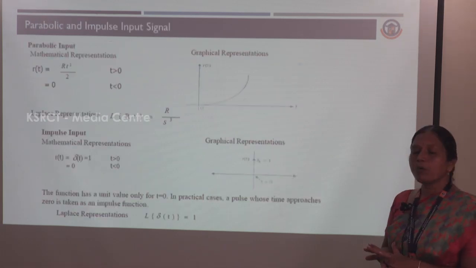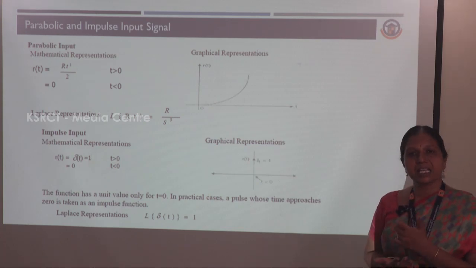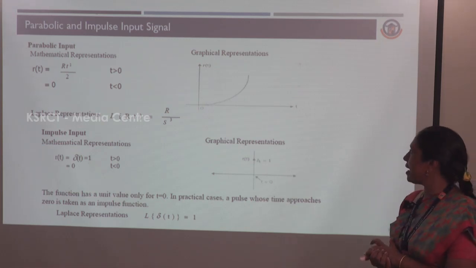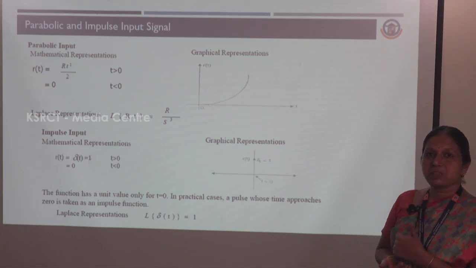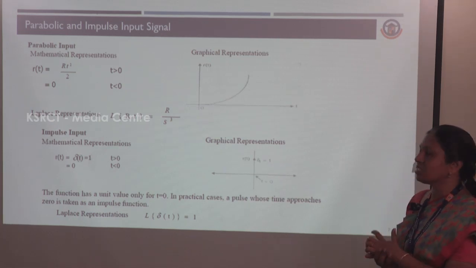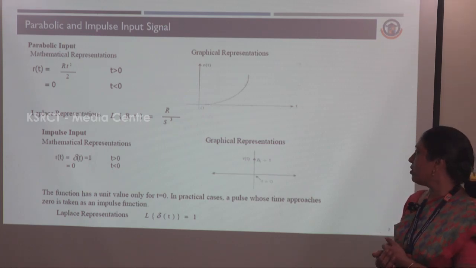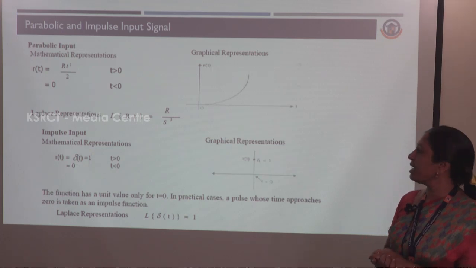Next is the parabolic input signal. So, the parabolic input signal signifies the constant acceleration. Here this graphical representation shows the parabolic signal, and here R of t equal to R into t square by 2 when t is greater than 0, and R of t equal to 0 when t is less than 0, and the Laplace transform of the parabolic input signal is R by s cube.